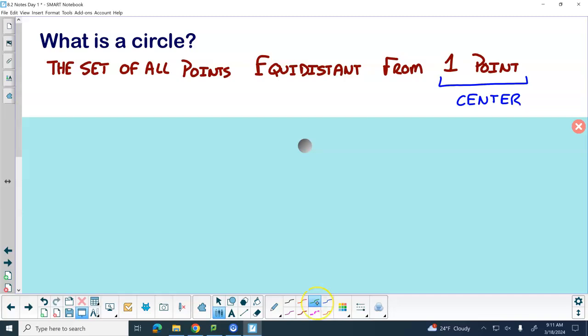This equidistant distance, that's a distance, so it's always going to be positive. We call that distance the radius of our circle. Okay? So it's the set of all points that are one radius away from one point. It looks round. It looks like the letter O.